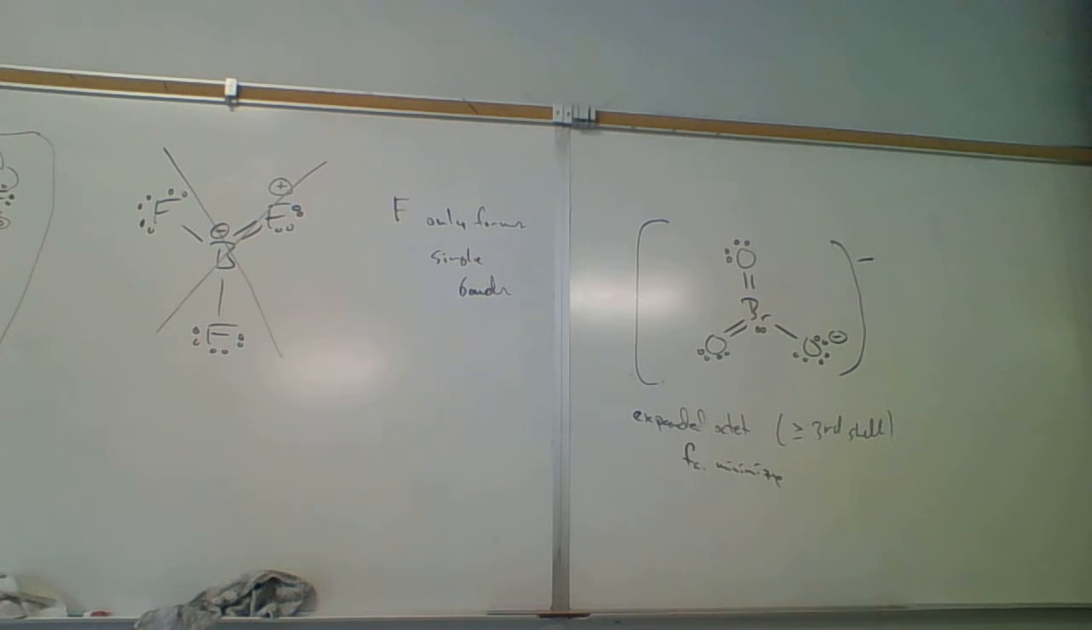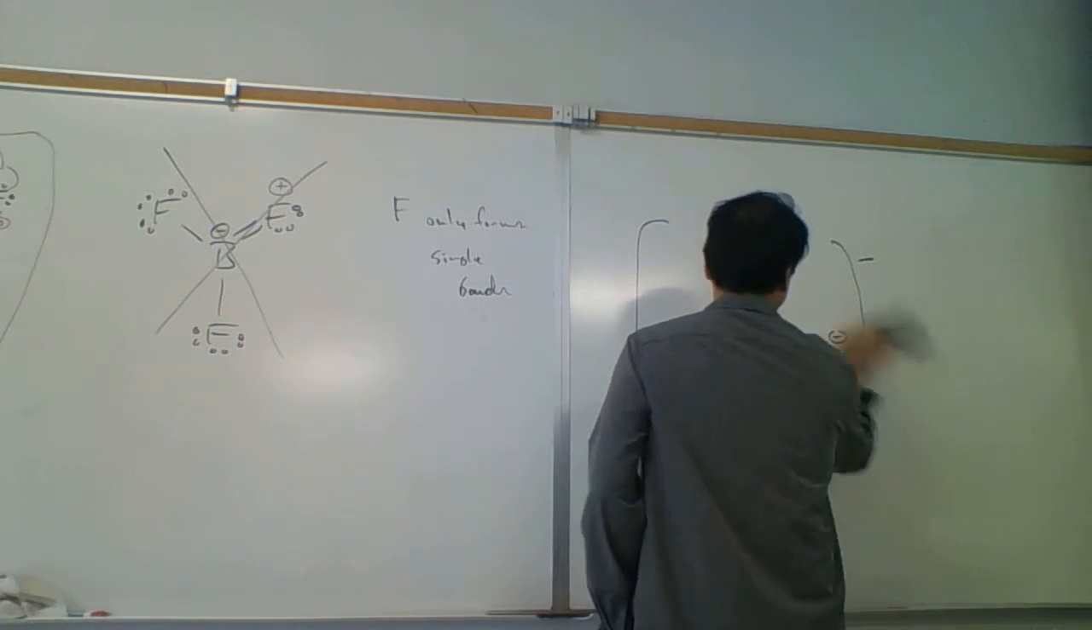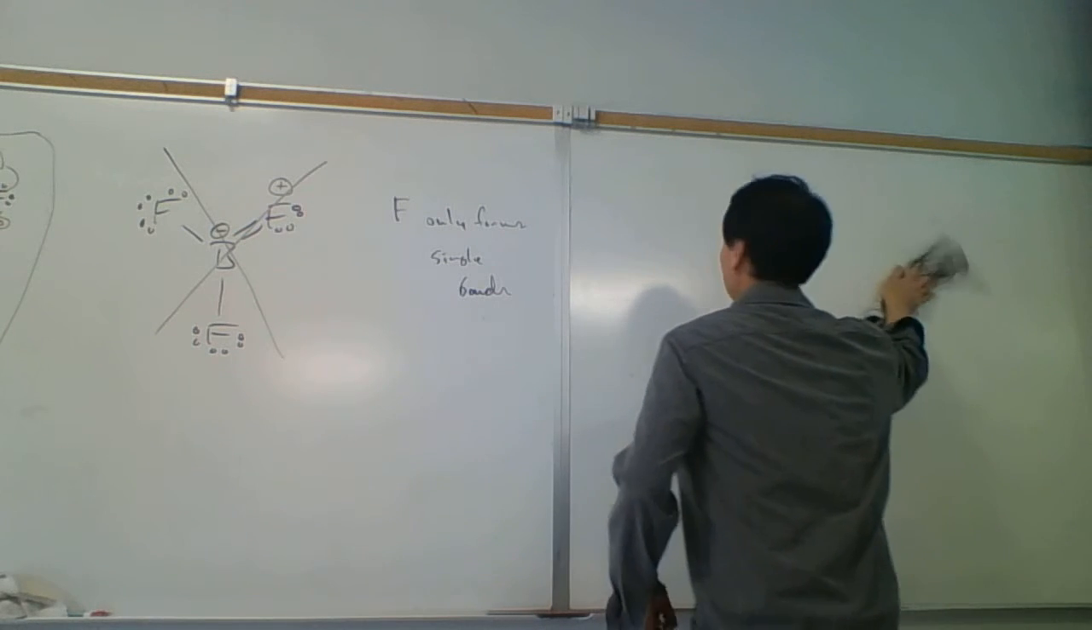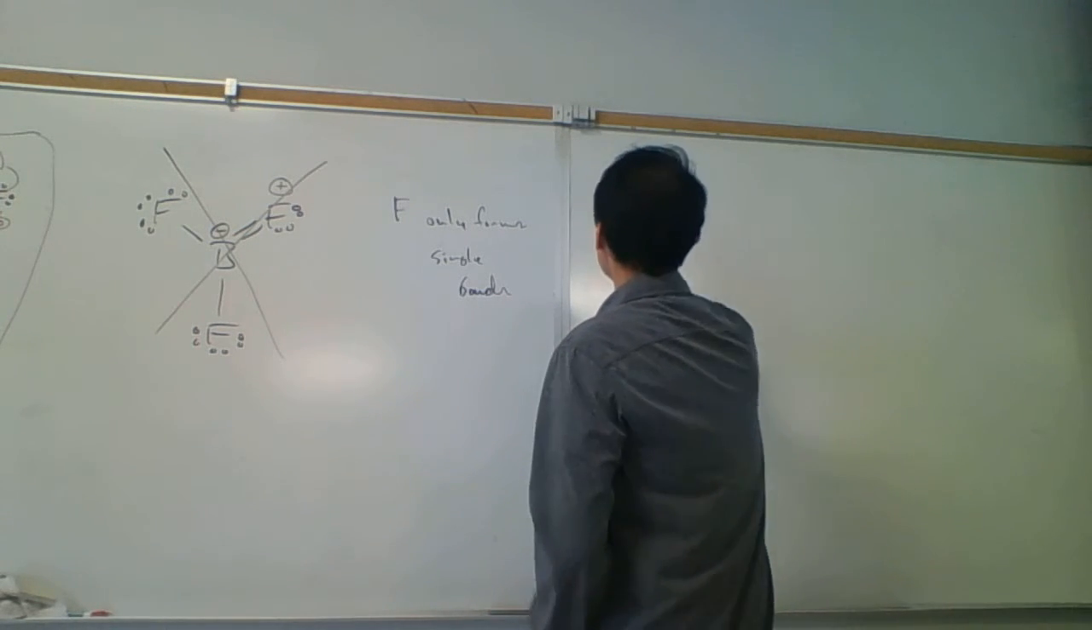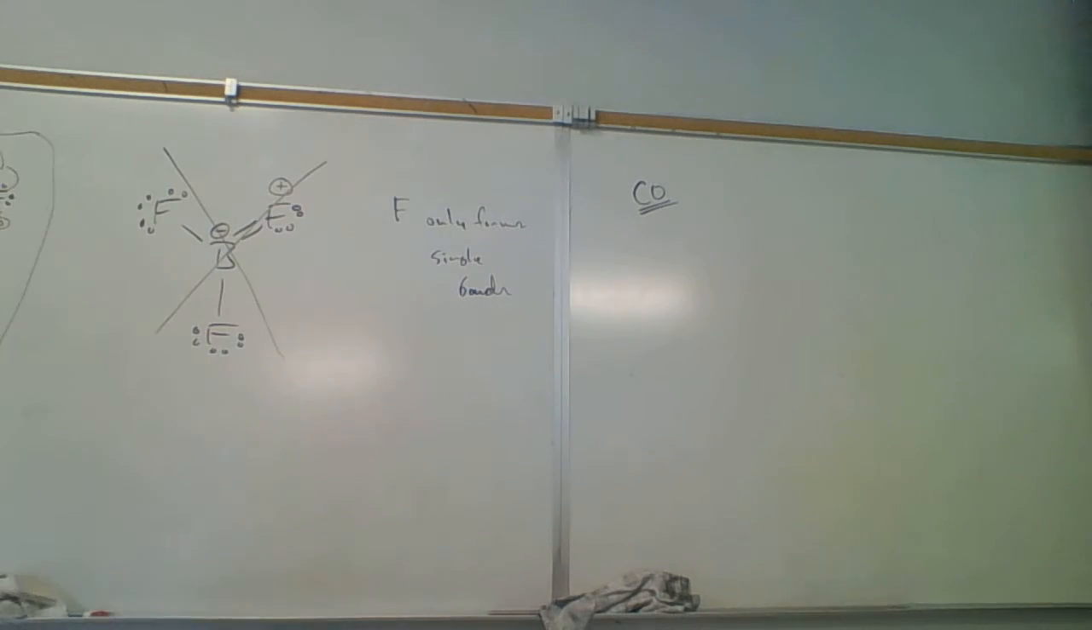That's fluorine. You know, fluorine's peculiar in that way. But let's take a look at another molecule. Let's do carbon monoxide, CO. Why don't you come up with the Lewis structure for carbon monoxide?